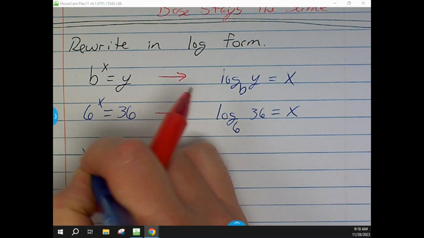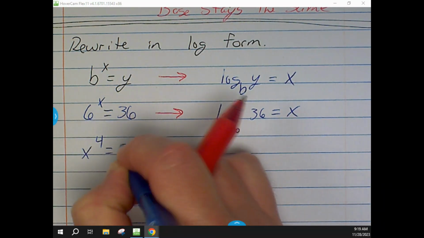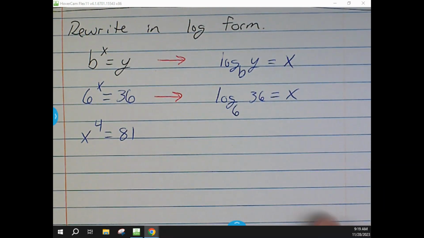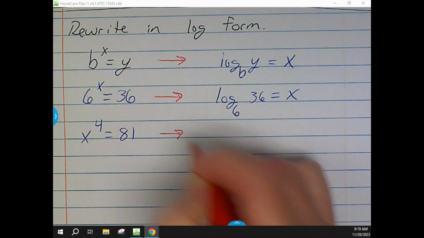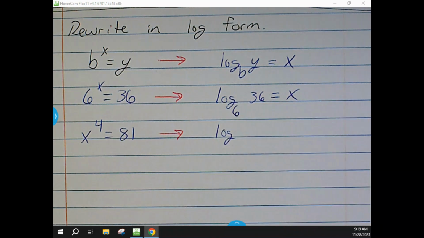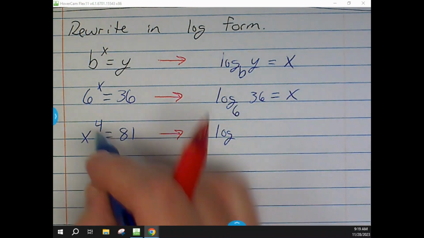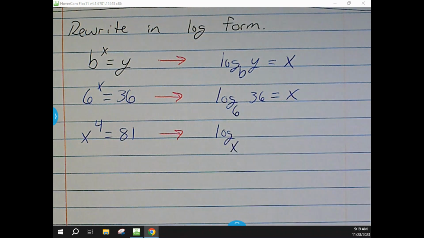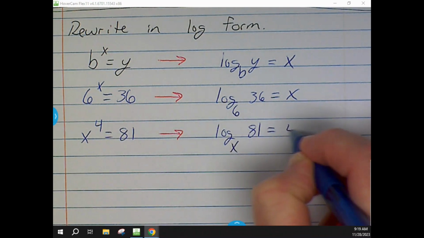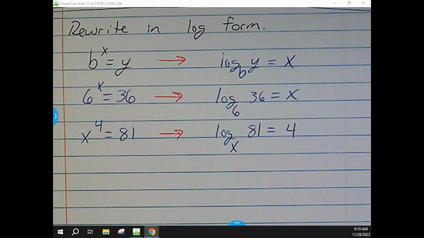Let's see. Let's change some. Let's do x to the fourth equals 81. Okay, so this time your base is x. So again, that will stay here. And then your other two numbers, you just switch it. The 81 will go here, and then the 4 goes there.